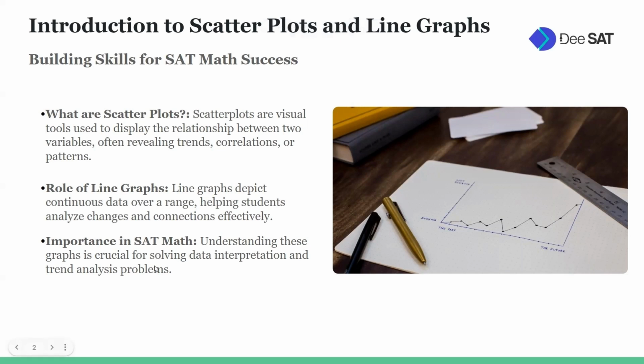Let's start by understanding what scatter plots and line graphs are. A scatter plot is a way to visually display the relationship between two variables. For example, think about how study time and test scores might be related. A line graph, on the other hand, shows data that changes continuously over time, like how your phone battery percentage decreases throughout the day. On the SAT, these graphs are essential for solving questions related to data interpretation and trend analysis.